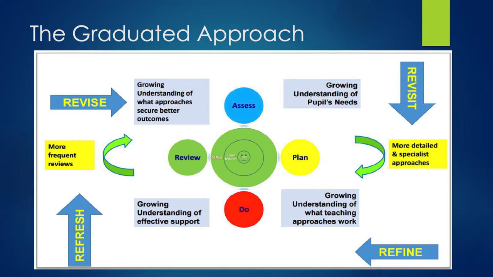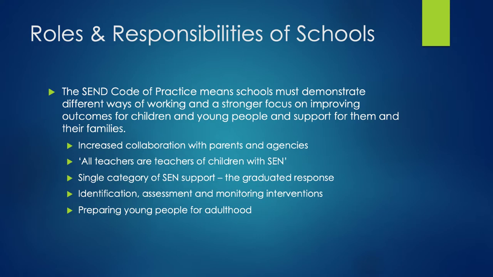The roles and responsibilities of a school and the SEND code of practice. The SEND code of practice means different ways of working and a stronger focus on improving outcomes for children and young people and support for them and their families. This is achieved by increased collaboration with parents and agencies, understanding that all teachers are teachers of children with SEN, a single category of SEN support, i.e. the graduated response, the identification, assessment and monitoring of these interventions, and preparing young people for adulthood.